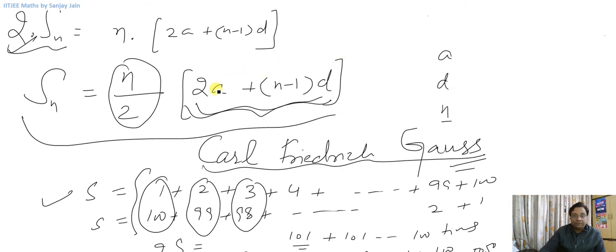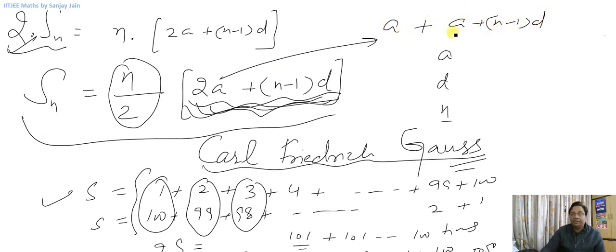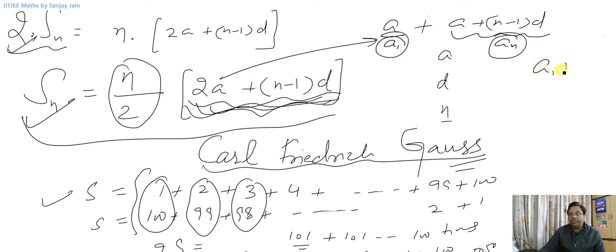In this formula, if you notice, this expression that is written inside the bracket can be broken into a plus (n minus 1) into d. Now this a plus (n minus 1) into d is nothing but nth term, and a is first term, right? So if this is first term and this is nth term, sum of n terms can also be written as (a1 plus an) into n by 2, right? So this is another way of looking at it.